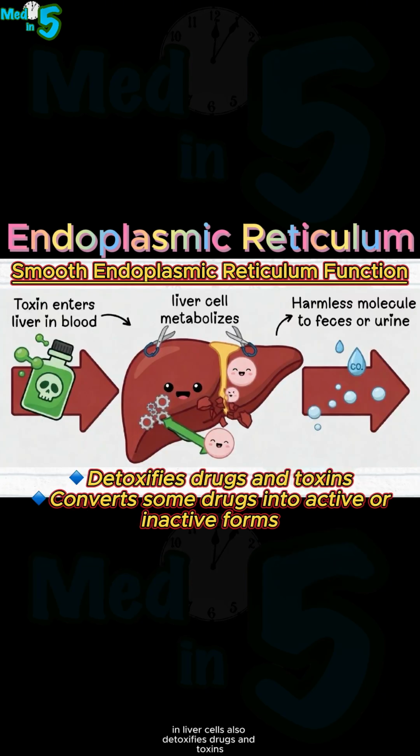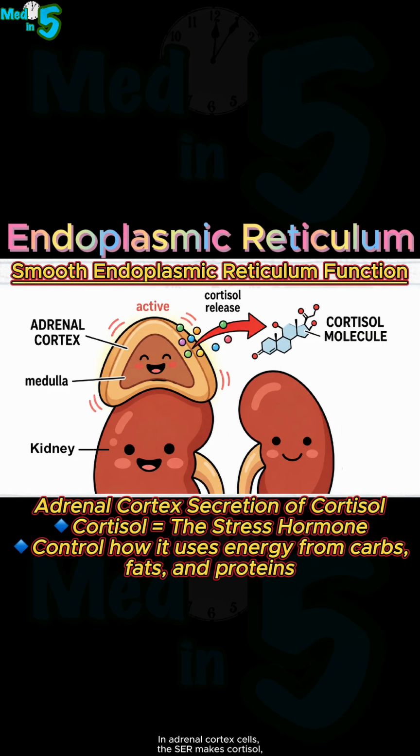The SER in liver cells also detoxifies drugs and toxins and converts some drugs into active or inactive forms. In adrenal cortex cells, the SER makes cortisol, an important steroid hormone that helps the body respond to stress and control how it uses energy from carbs, fats, and proteins.